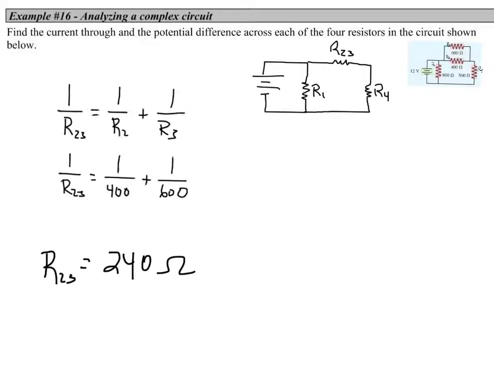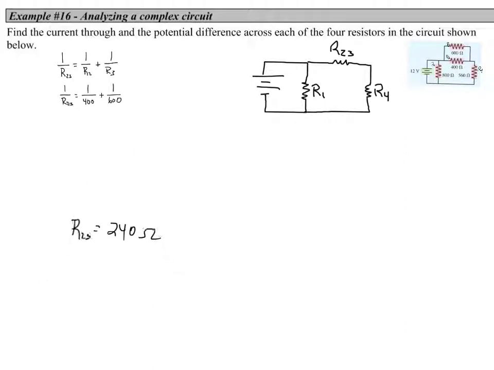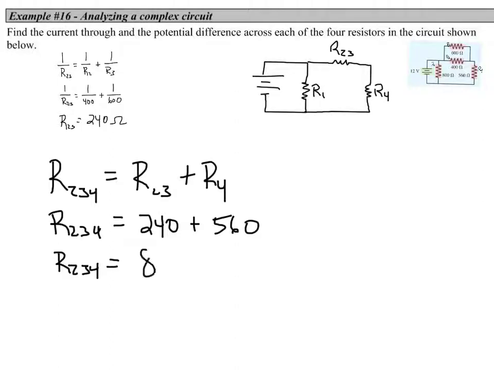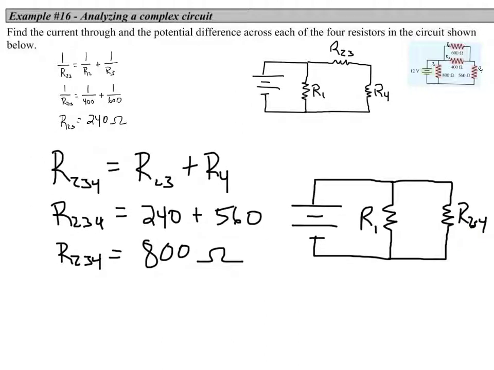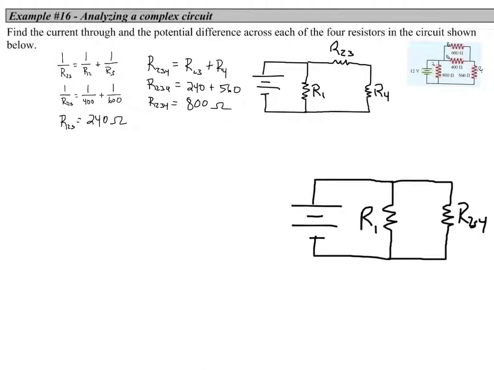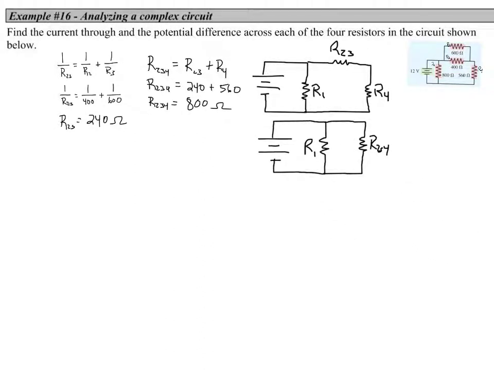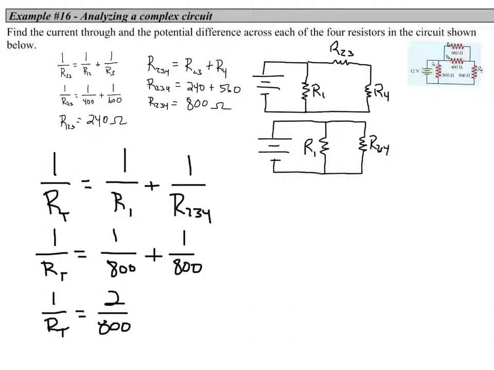From this redrawn circuit, we can see that R23 and R4 are in series with each other. So we apply the series rule to those 2 resistors to get an equivalent resistance of 800 ohms for those 2 resistors. Redrawing the circuit again, we see that R1 and R234 are in parallel with one another, and so we will apply the parallel rule to those 2 resistors to get an equivalent resistance for the entire circuit. We do so and we get a total resistance for the whole circuit of 400 ohms.